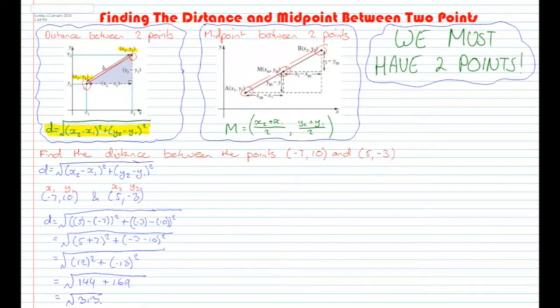Now unless the question actually asks you to give your answer in decimal places, what I want you to do is always leave it as the surd, because that's an actual exact answer. As soon as you start giving decimal places, you're rounding and it's no longer 100% accurate.